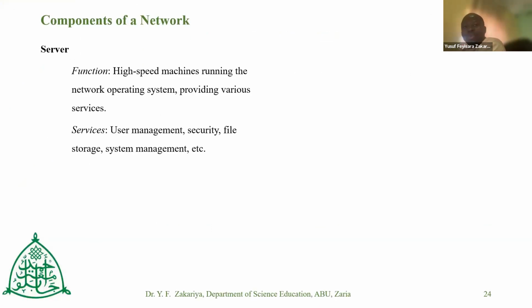Some components of a network. In a network, you need some components, one of them being the server. This is a very fundamental aspect when you talk about networking. You need a server, some kind of computer that serves as the base through which all other computers are networked, are connected. The function of it is high-speed machines running the network operating system, providing various services. By the way, when we say machines here, we actually mean computers. Among the services you can have in a server are user management, security, file storage, and system management.